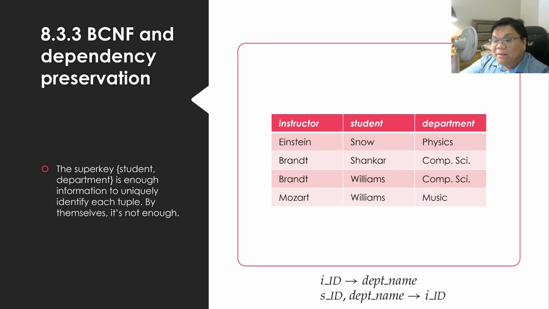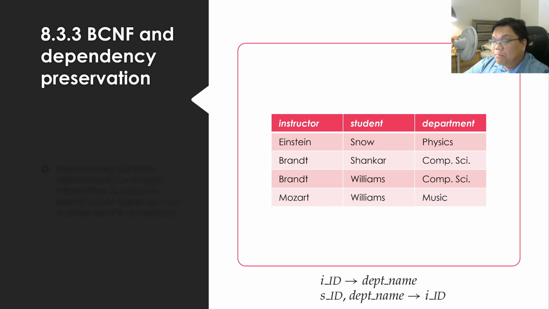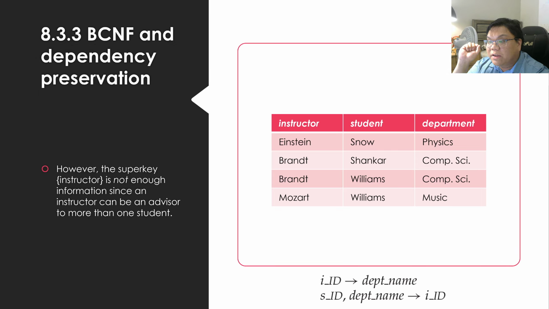So, going back, the superkey of student and department. That is enough information for us to uniquely identify each row. But if we did this with the instructor, that's not enough information. And you want to know why? Because an instructor can be an advisor to more than one student. Brant is an advisor to 2 different students. If we use the instructor as a superkey, we cannot uniquely identify each row.